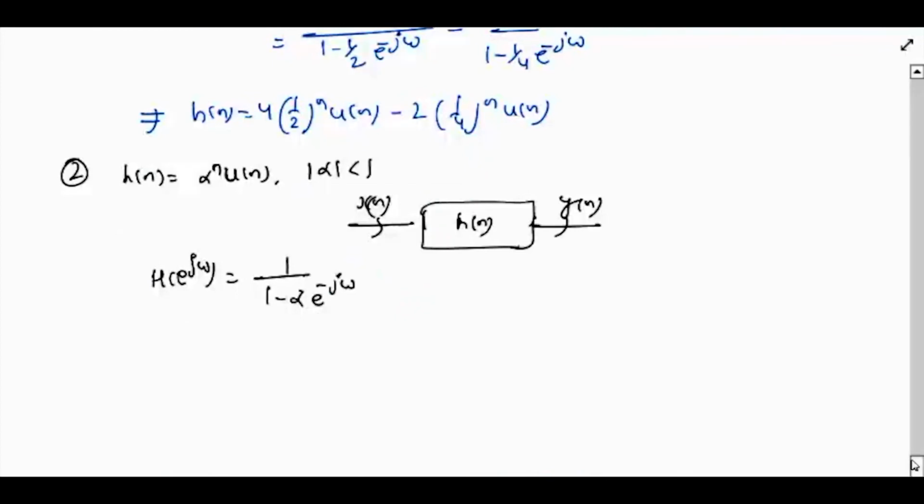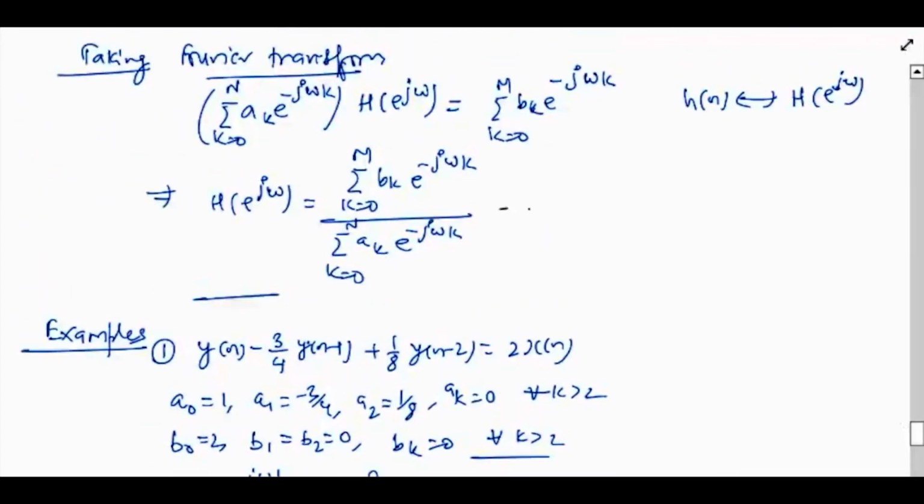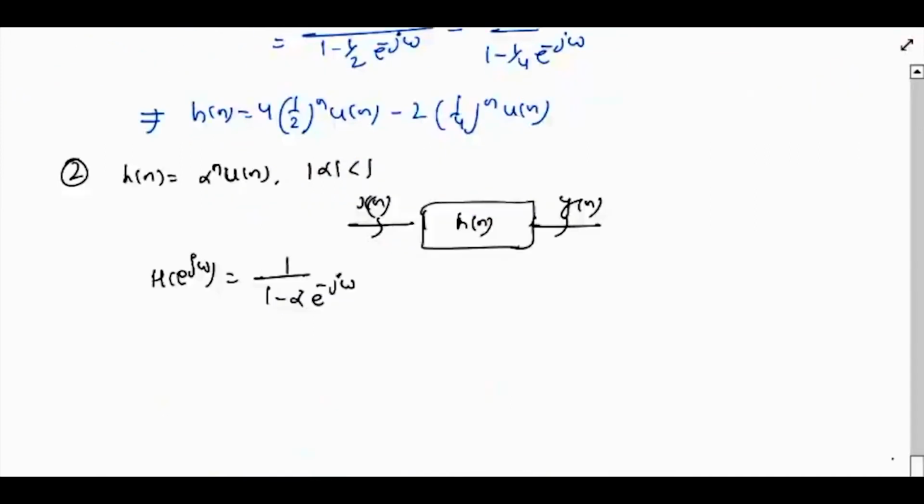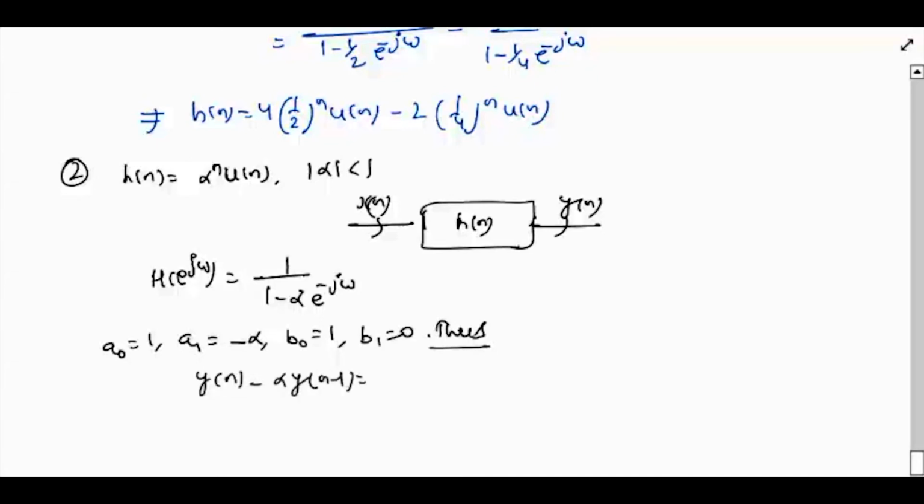If we compare this expression of the frequency response with the general relation that we had earlier derived, let's say star, then we find that a0 is equal to 1, a1 is minus alpha, b0 is equal to 1, b1 is 0, and so on. And thus we can say that input and output are related as y[n] minus alpha y[n minus 1] is equal to x[n]. So we see how we could use the discrete time Fourier transform to get a relation between input and output of the system when the impulse response of the system is known. Okay.